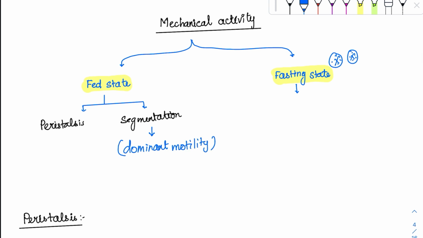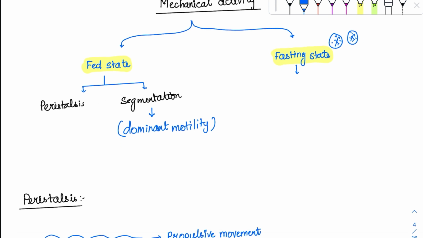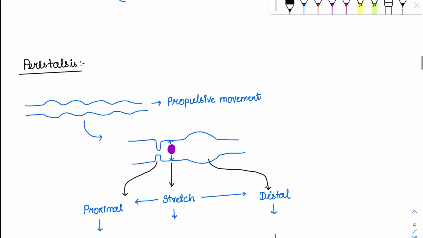We'll try to understand why segmentation is dominant. Then coming to the fasting state, there is one type of motility which is called MMC. MMC is nothing but the migratory motor complex. This migratory motor complex is also an important thing to study. Let's begin with peristalsis. So what happens in peristalsis?